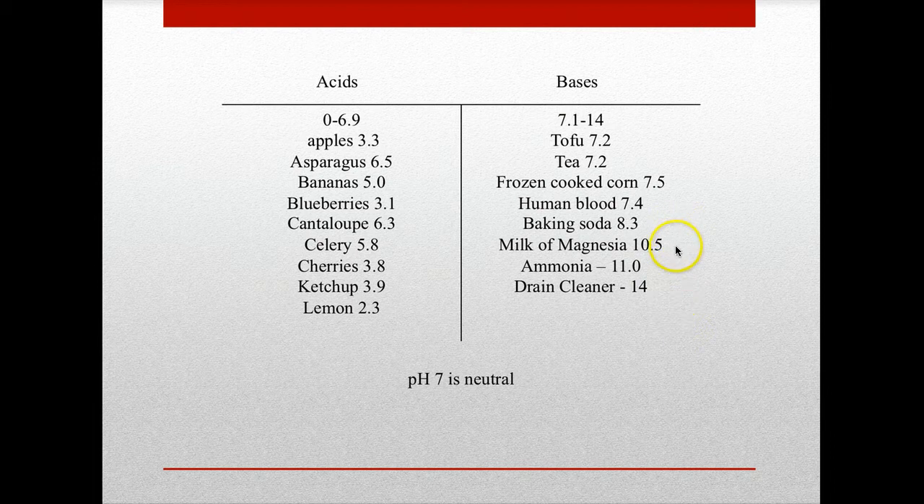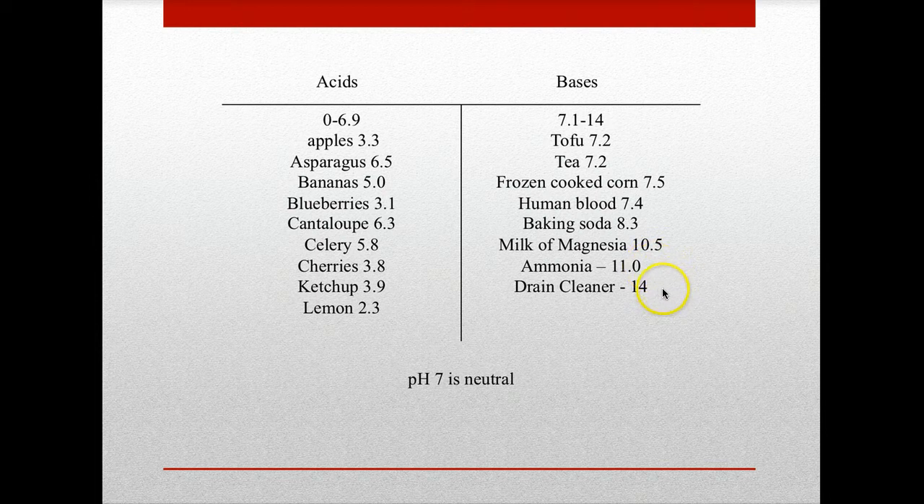So milk of magnesia is 10.5. And your stomach acid is hydrochloric acid. It's a pretty strong acid. We're talking down around 1 pH. So we have to have a pretty strong base to counteract that. So milk of magnesia is 10.5. Now, of course, we're not going to drink ammonia. Ammonia is a cleaner, and that's 11.0. That's a little bit too strong of a base.